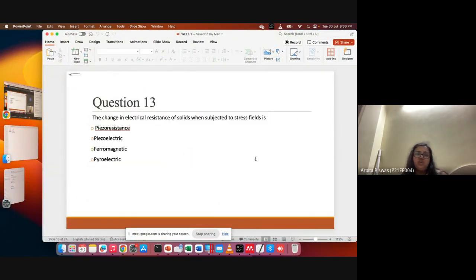So the change in electrical resistance of solid when subject to stress field is, the first option is the piezoresistance, the second option is the piezoelectric, the third option is the ferromagnetic, and the fourth option is the pyroelectric. So the change in electrical resistance of solid when subject to stress field is, so what is the right answer?